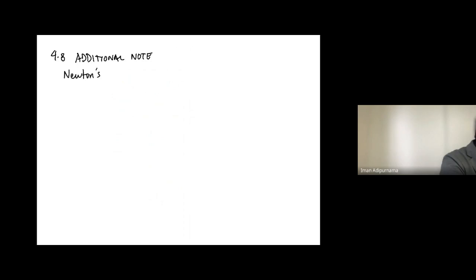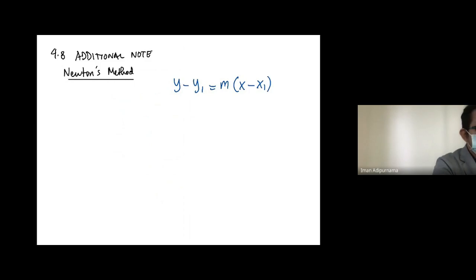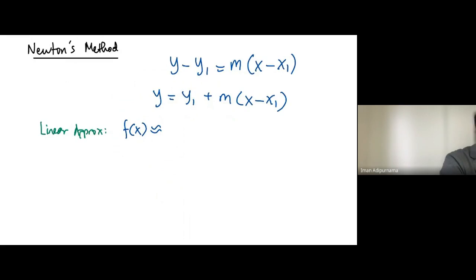This is called Newton's method. I hope you still remember. I have given a brief intro for Newton's method before. Remember that you have the line equation. This is the formula, right? And you can rewrite this, it becomes this, right? If you remember the mean value theorem, it's also similar. And also the linear approximation is similar, but the difference is just this approximation symbol.